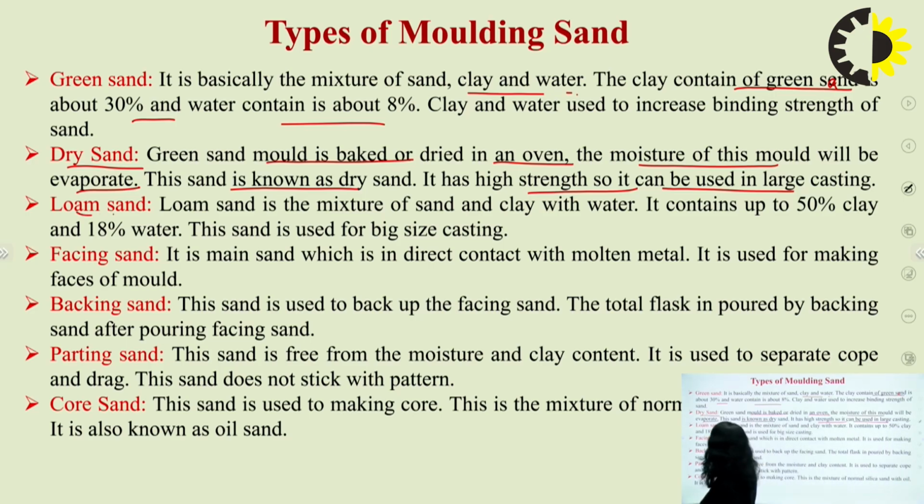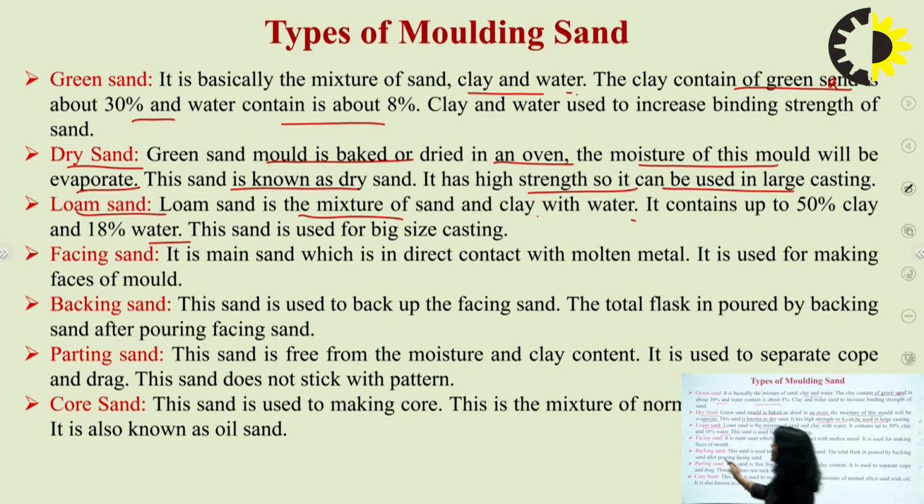Then we have the loam sand. The loam sand is basically a mixture of sand, clay and water, but here the percentage is different from the green sand. Here the clay is about 50% and water is 18%. And this sand is also used for big size casting.